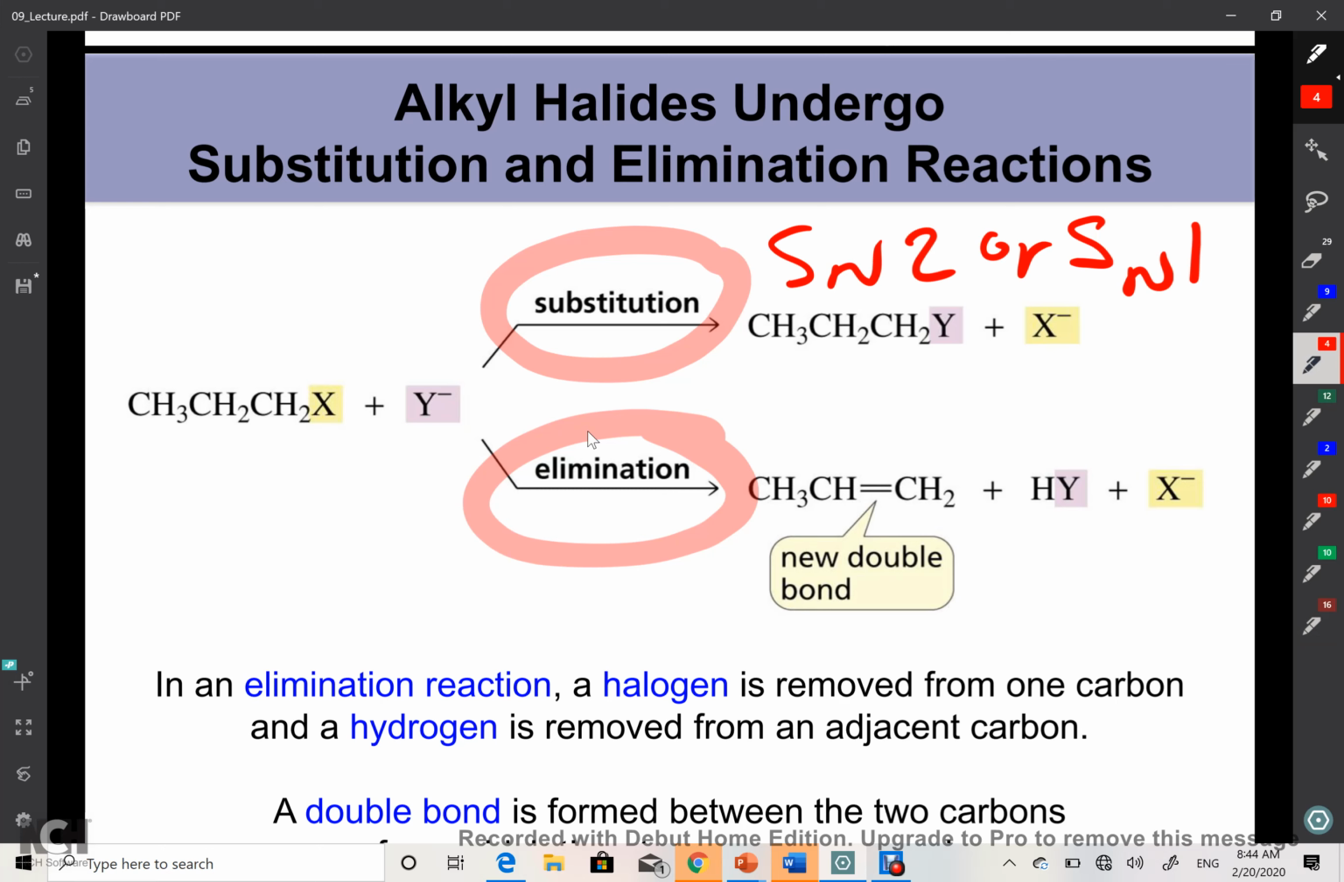Hey, notice the way I write my SN1. You see the N is kind of like a subscript. Yes, it's important. That's the way the convention is. So those are the substitution, and we've talked about that.